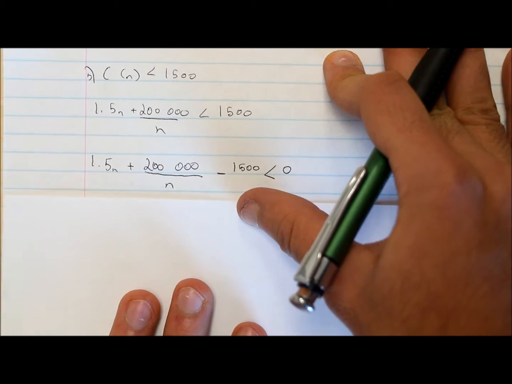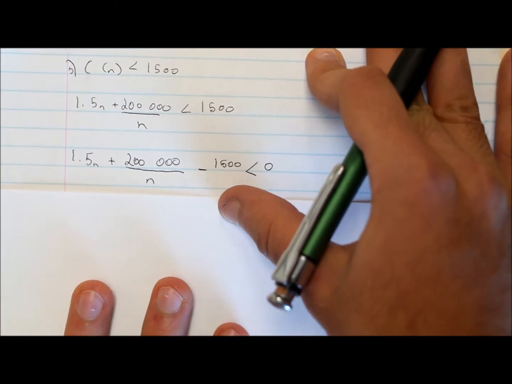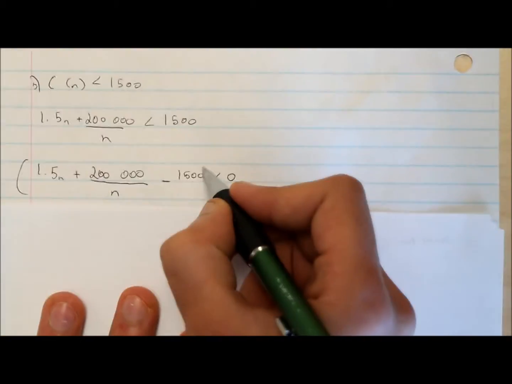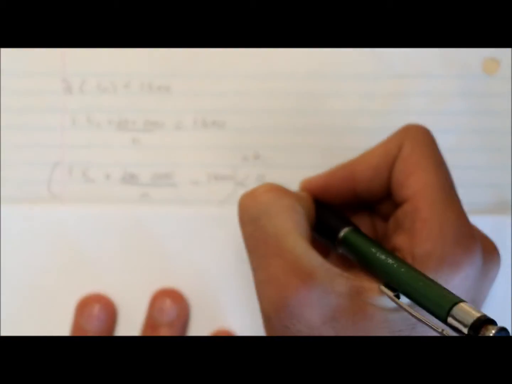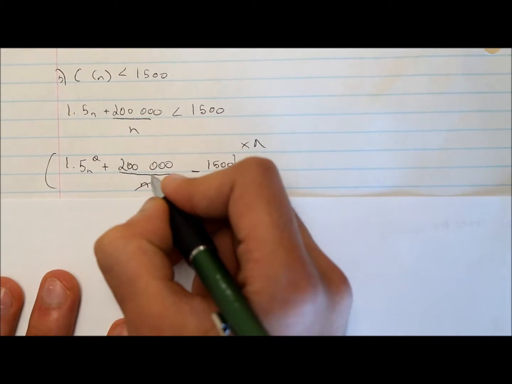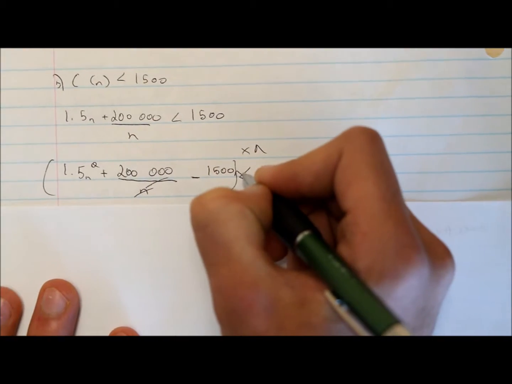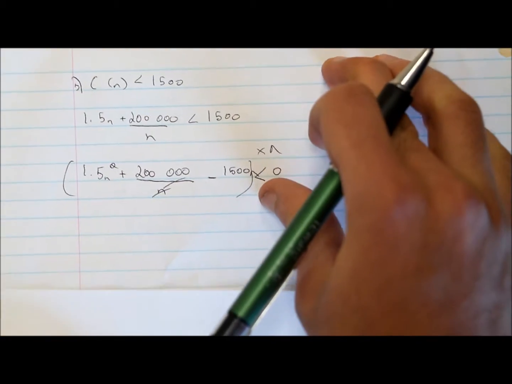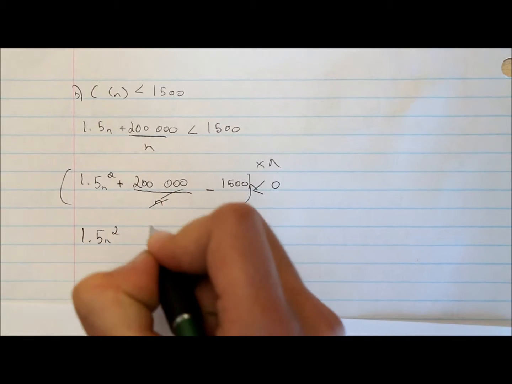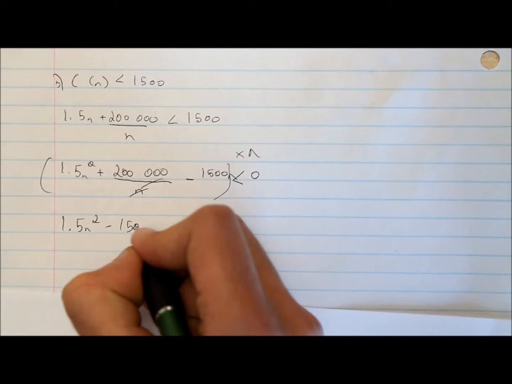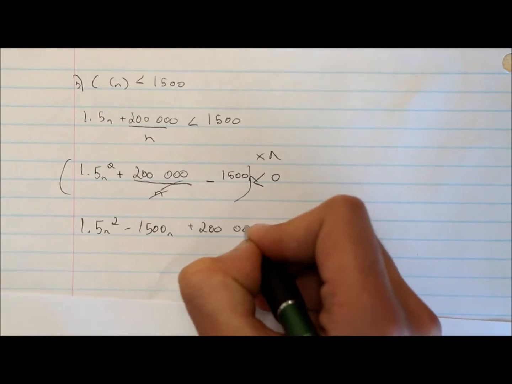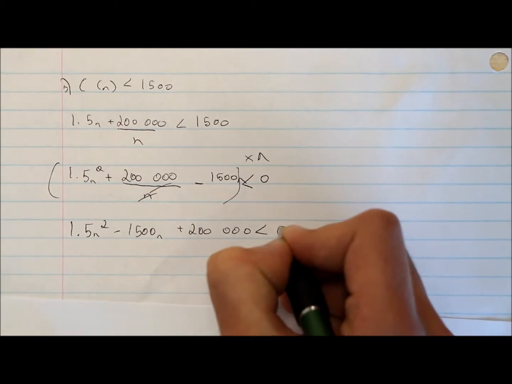And now what you have to do is try getting a quadratic equation. To do this, all we have to do is multiply this entire thing by n. If you multiply it by n, you get this as n squared. These n's can cancel out, and this will become a single n. You get 1.5 n squared minus 1,500 n plus 200,000 has to be less than 0.